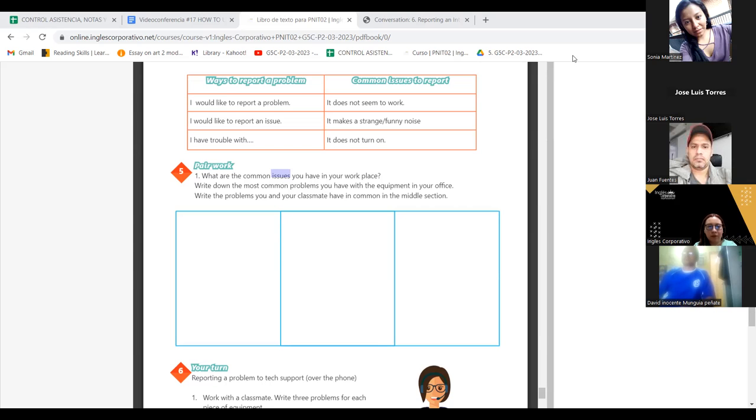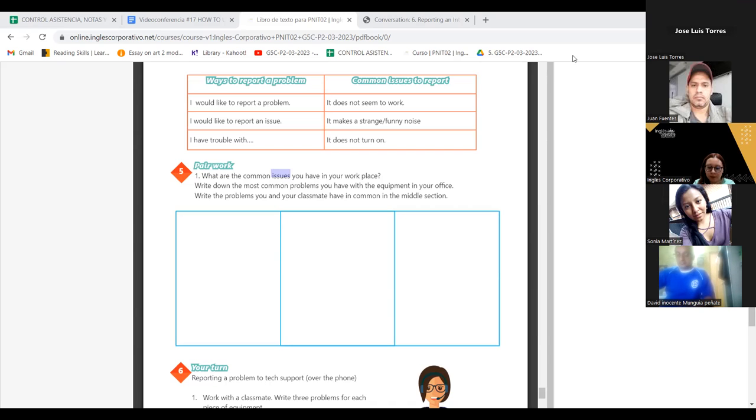Okay. Well, sometimes my computer doesn't work. It freezes for a few minutes and doesn't respond. I have to wait for technical support, and after around 5 minutes, they find the problem and fix it. All right, Sonia, very detailed, muy detallada la respuesta. Thank you, muy buen trabajo. José Luis Torres, please, lo escuchamos.